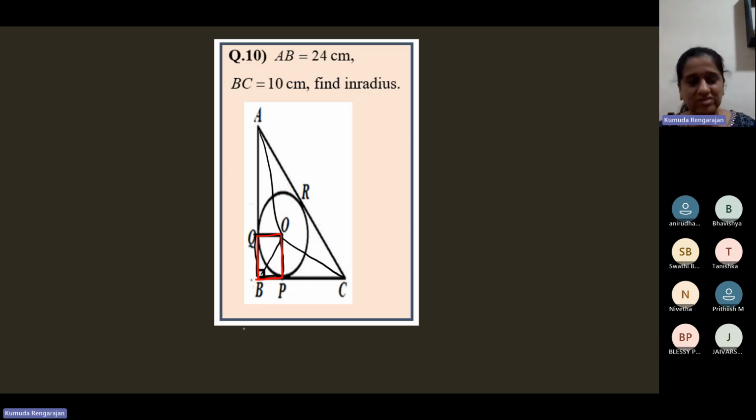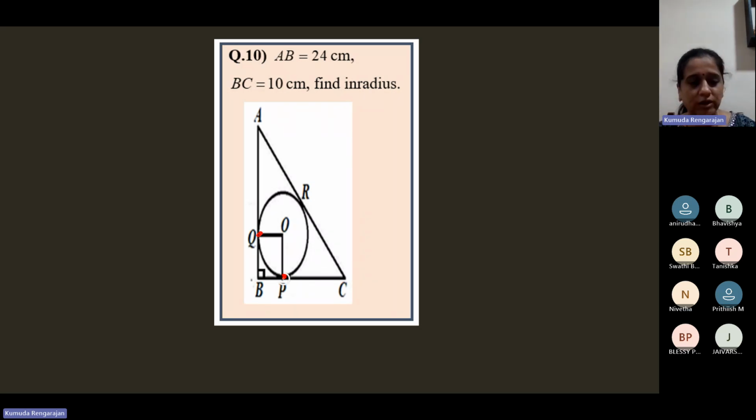How? First prove it's a rectangle. And in the rectangle, one pair of adjacent sides are equal. So it's a square. How do you prove it's a rectangle? This is 90 because it's a right triangle. Radius is perpendicular to tangent. This is the radius. See, this is the point of contact. P is the point of contact of the tangent BC with the circle. Q is the point of contact of the tangent AB with the circle.